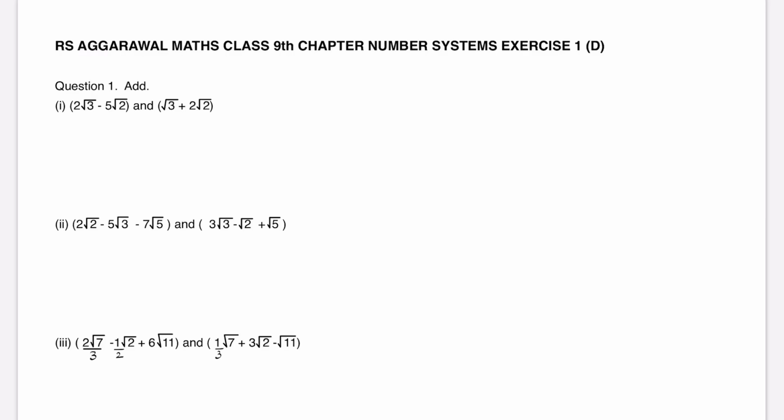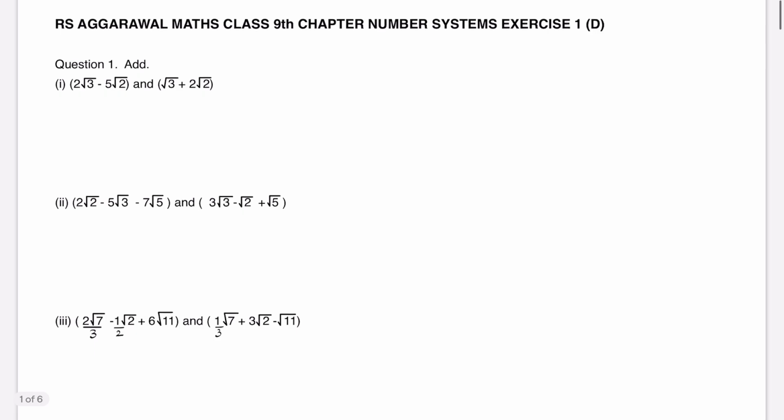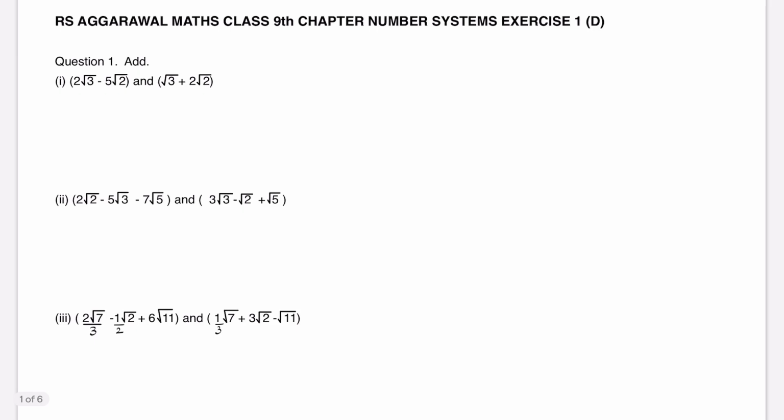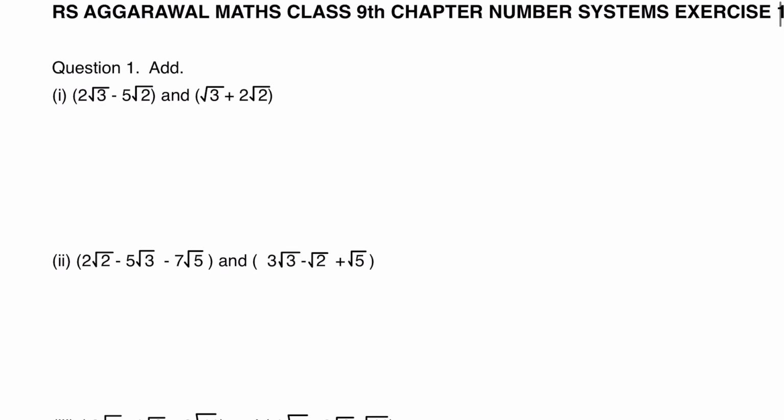Today we are going to solve RS Aggarwal Maths Class 9, Chapter Number System, Exercise 1D. The first question is adding two irrational numbers: 2 root 3 minus 5 root 2 and 3 root 3 plus 2 root 2.